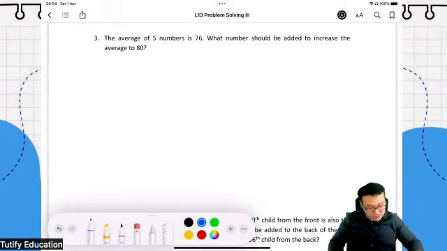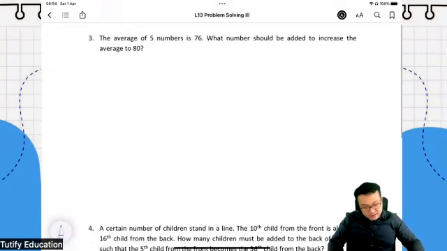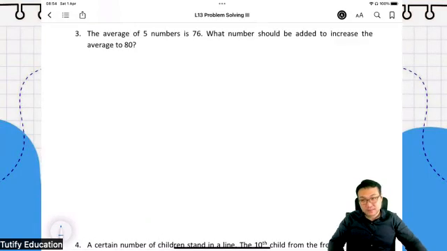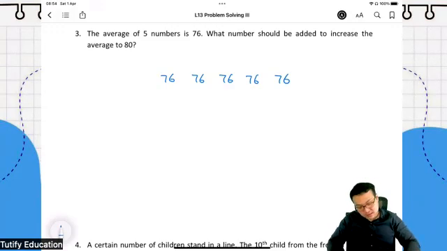So let's take a look at this question. The average of 5 numbers is 76. So you have 5 numbers. 1, 2, 3, 4, 5. Is it fair? Yeah. What's the average? 76. 76. This is before. Now, what happened after that? After that, the last person joined in.